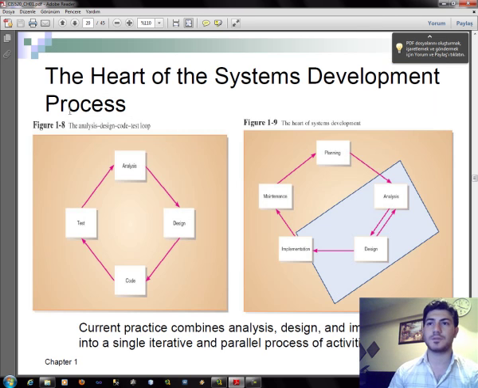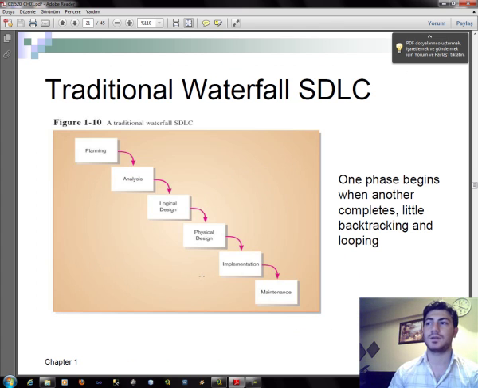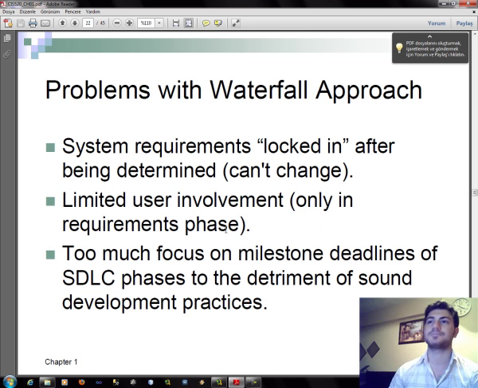The heart of the systems development process. You see figures and written here. Current practice combines analysis, design, and implementation into a single iterative and parallel process of activities. Here's a traditional waterfall SDLC in this figure. One phase begins when another completes, with little backtracking and looping.